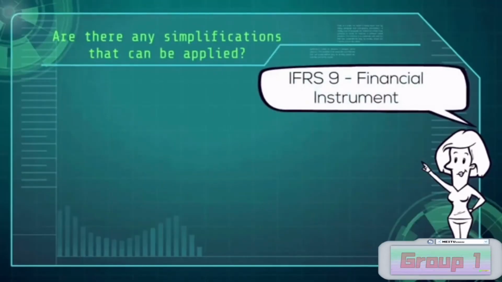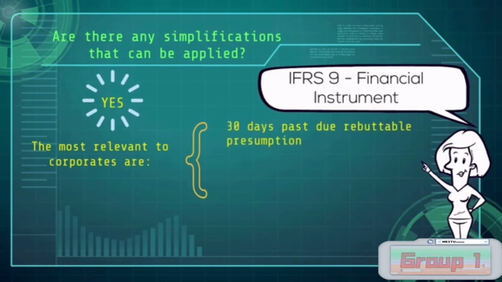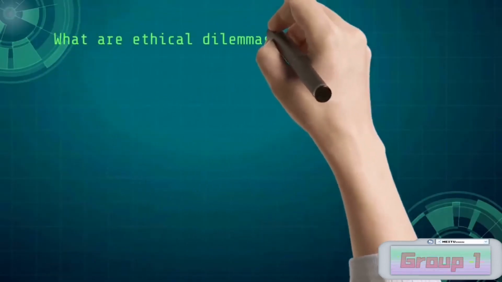Are there any simplifications that can be applied? Yes, two of the most relevant to corporates are: the requirements contain a rebuttable presumption that the credit risk has increased significantly when contractual payments are more than 30 days past due. And, if a significant increase in credit risk had taken place since initial recognition and has reversed by a subsequent reporting period, then the expected credit losses revert to being measured based on an amount equal to the 12-month expected credit losses. What are the ethical dilemmas or principles surrounding the issue?